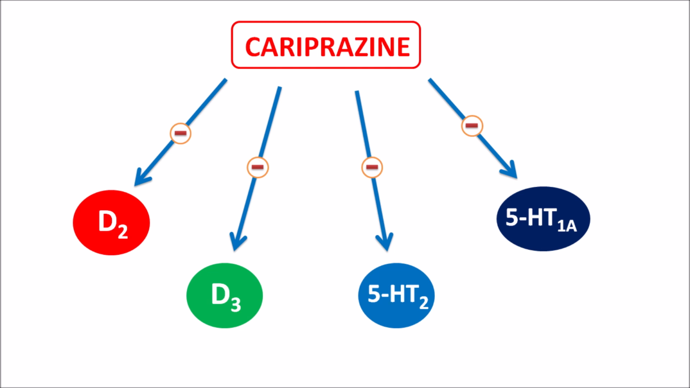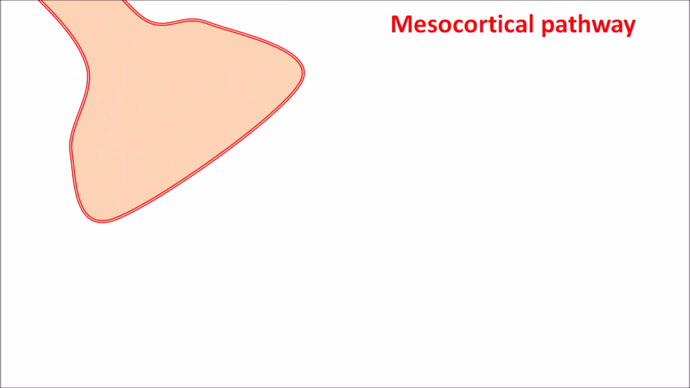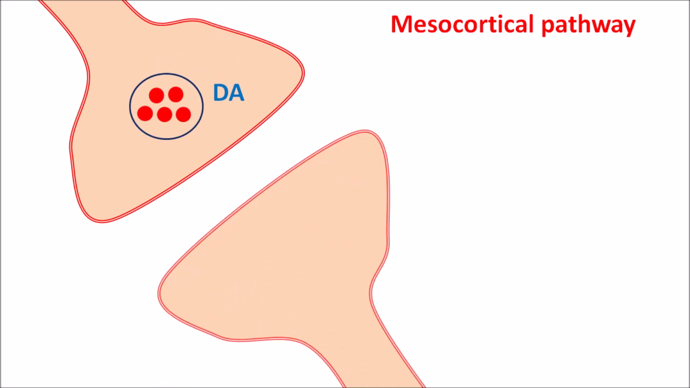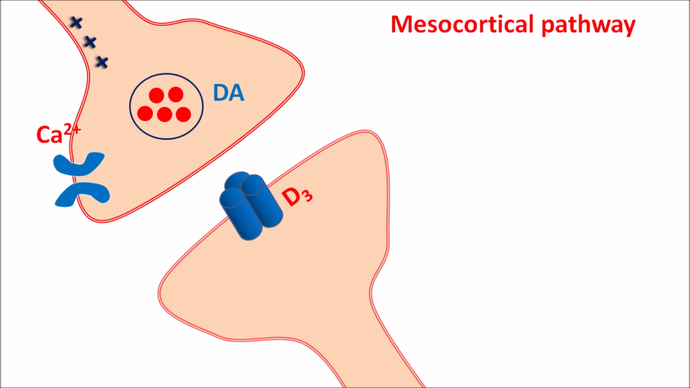But its main antipsychotic action and anti-manic action is mainly related with action on D3 receptors as well as D2 receptors. So at the mesocortical pathway, dopaminergic neurons are present, which are equipped with dopamine. On the postsynaptic neurons, dopamine receptors are equipped. Here D3 receptors are one type of dopamine receptors which are present on the postsynaptic neurons. The release of dopamine is controlled by calcium-mediated exocytosis. So when the action potential reaches the presynaptic neurons, calcium can enter such that it can produce the exocytosis, resulting in the release of the dopamine.